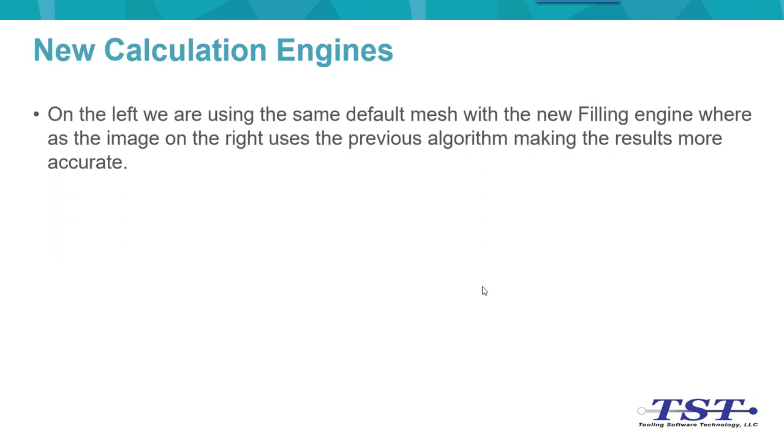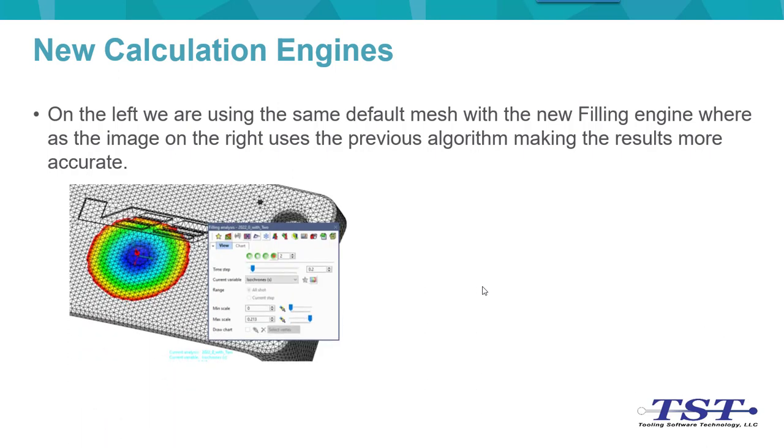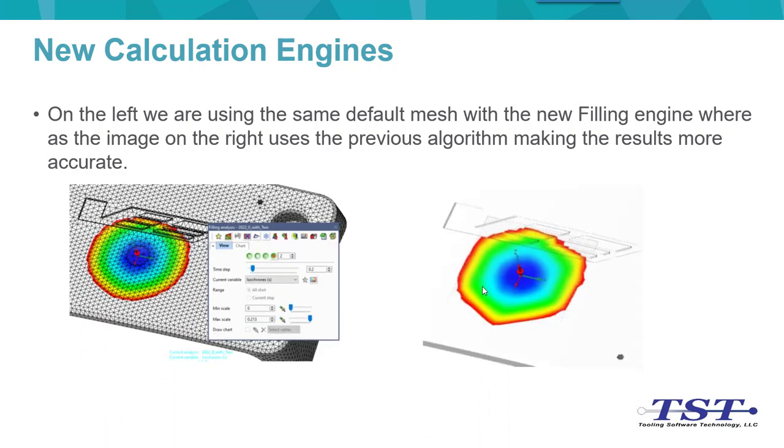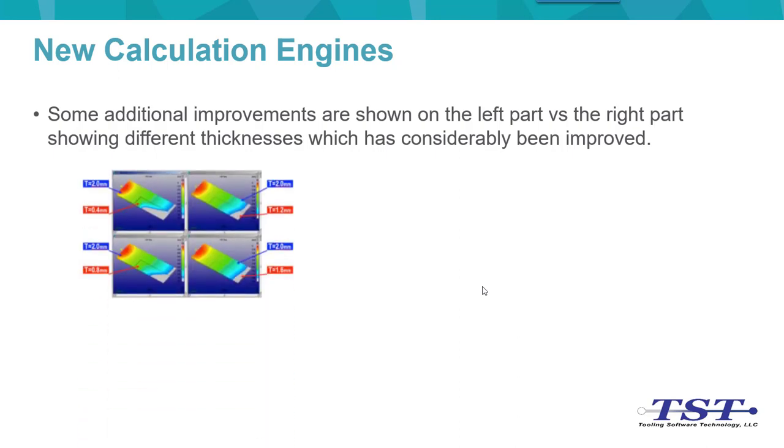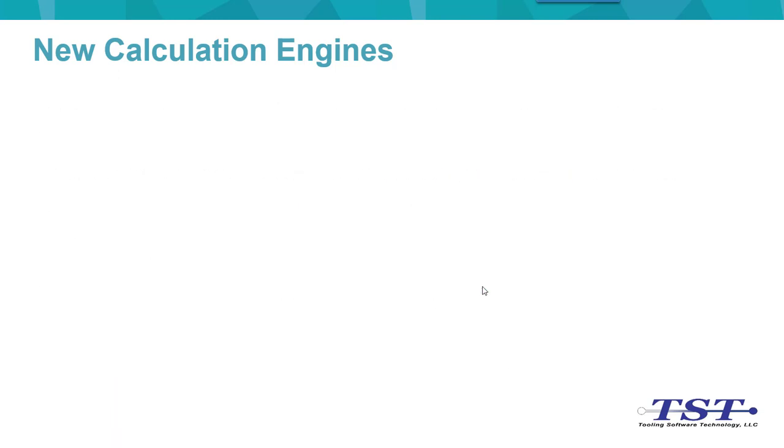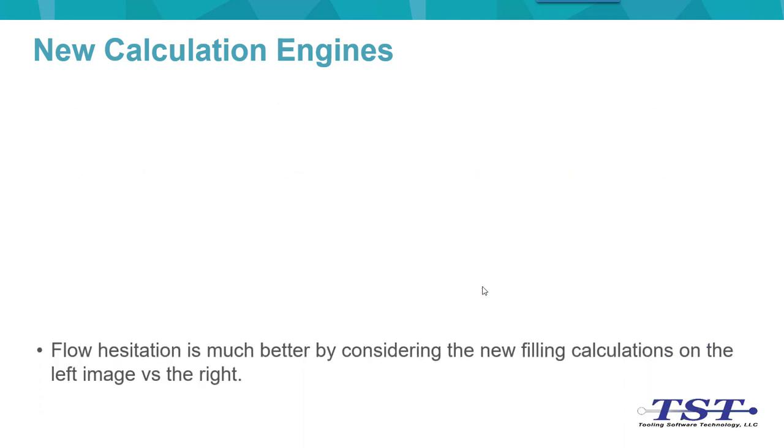So we're going to have a couple of comparisons. On the left, we're using the same results with the new filling engine, whereas on the right, we're using the previous algorithm. So you can compare the results between one and the other, and you're getting a more accurate result based on the new engines. Some additional improvements are shown on the left versus the right, showing different thicknesses which have been considerably improved upon. So you can see the difference between the left side and the right side when it comes to calculation. The flow hesitation is much better by considering the new filling calculations on the left image versus the right here as well.